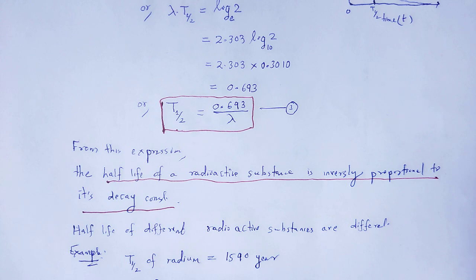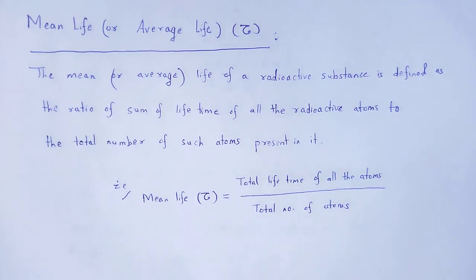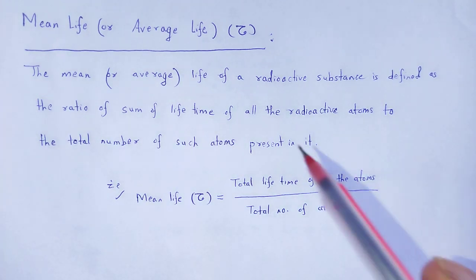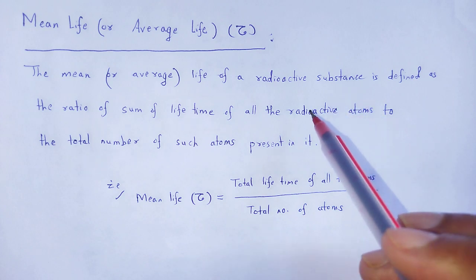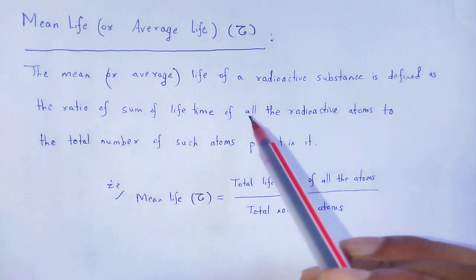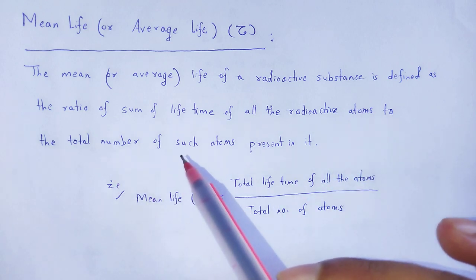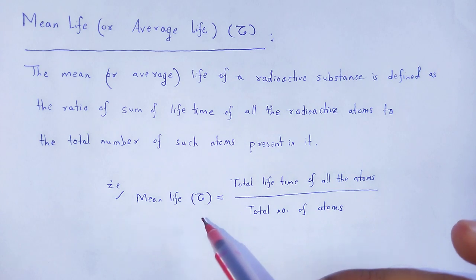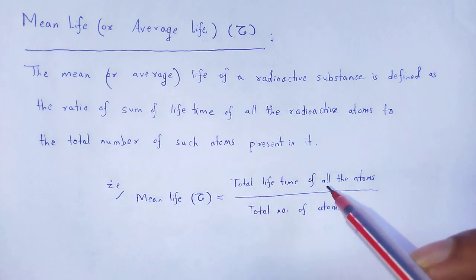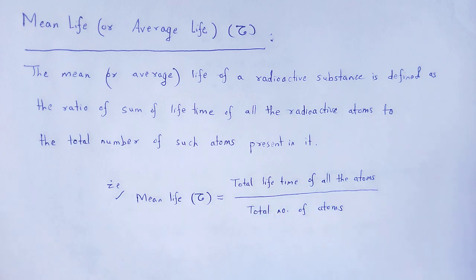Next, mean life or average life, denoted by tau. The mean life or average life of a radioactive substance is defined as the ratio of the sum of the lives of all the radioactive atoms to the total number of such atoms present in it. So, mean life, mathematically, is the total lifetime of all the atoms divided by the total number of atoms.